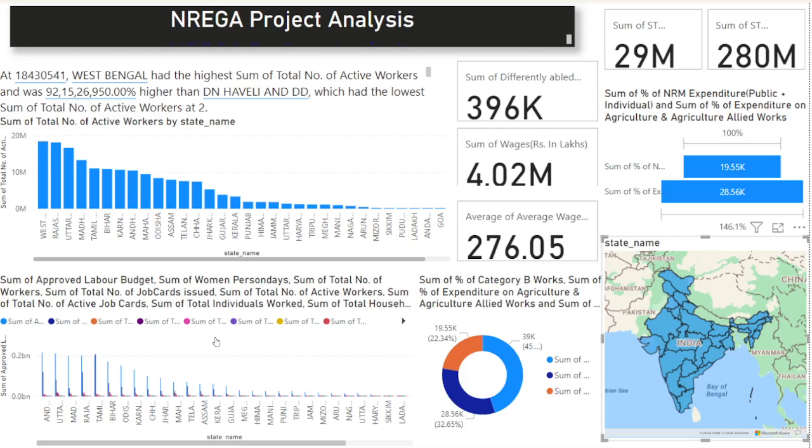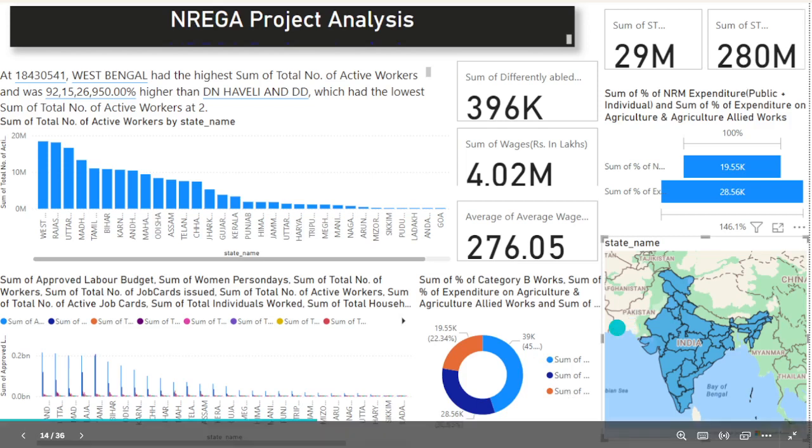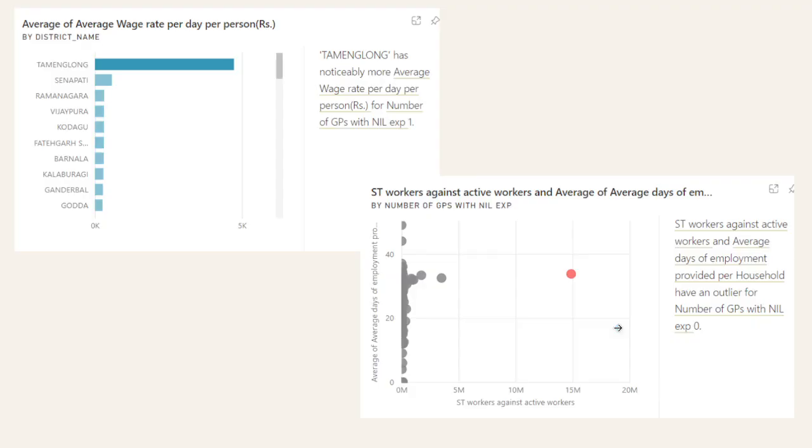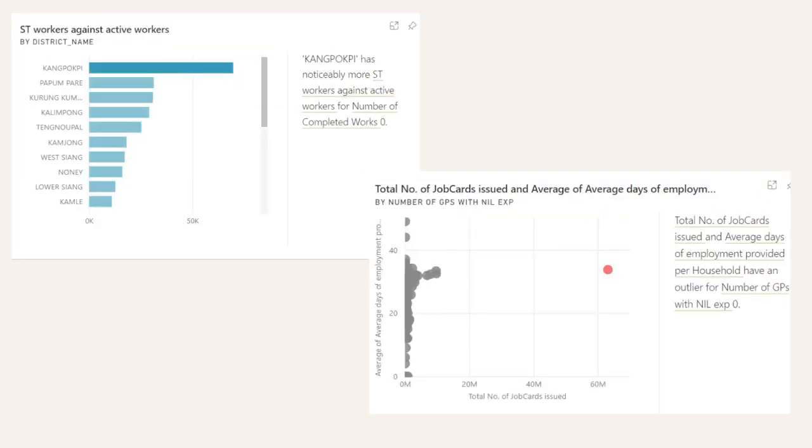All these are insights of this project. This is the average wage per person for each and every district. Wage per day per person. District. All these are the analyses I have done.